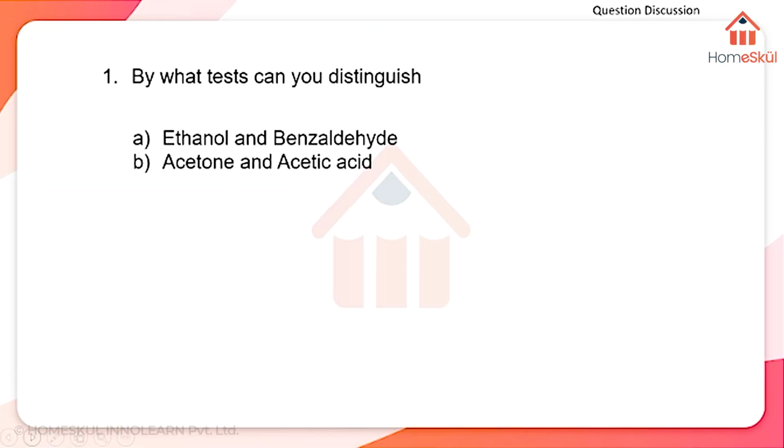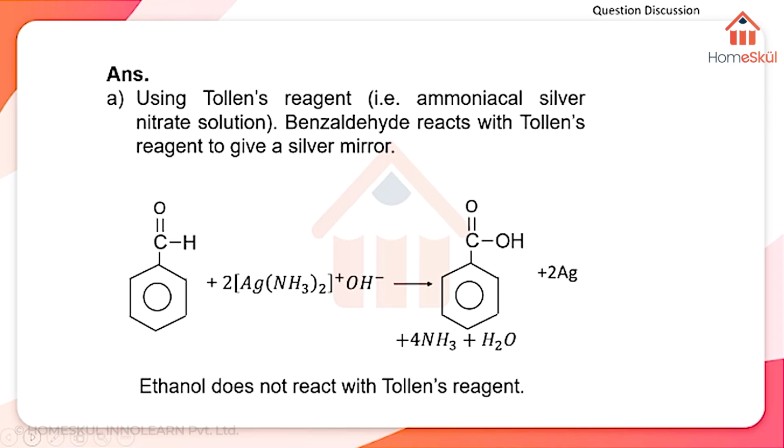By what test can you distinguish ethanol, benzaldehyde, acetone and acetic acid? It's a very important question. The reaction used is the Tollens test. Tollens reagent is the ammoniacal silver nitrate solution. The aldehyde usually gives the Tollens test. When benzaldehyde, C6H5CHO, reacts with ammoniacal silver nitrate, that is [Ag(NH3)2]OH, we get benzoic acid and a silver mirror. So if we treat an aldehyde with Tollens reagent, that is ammoniacal silver nitrate solution, you get a silver mirror.